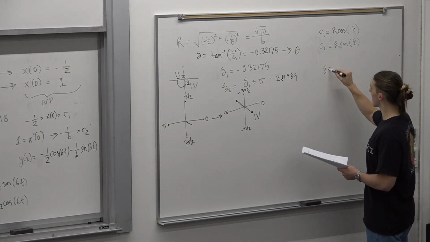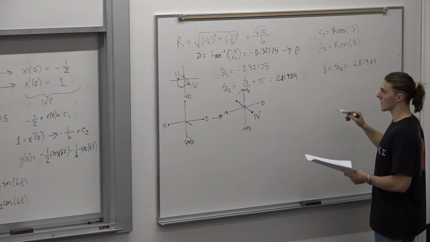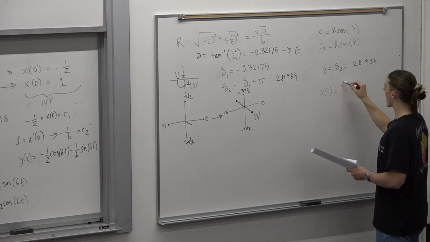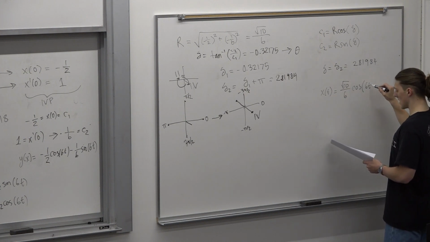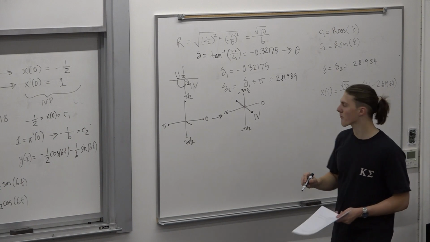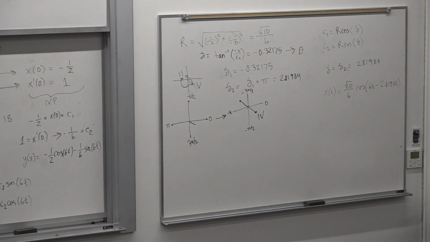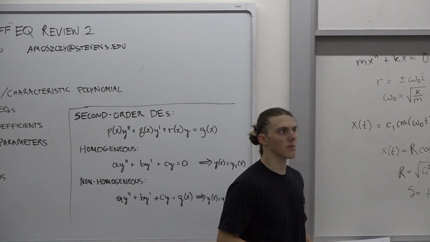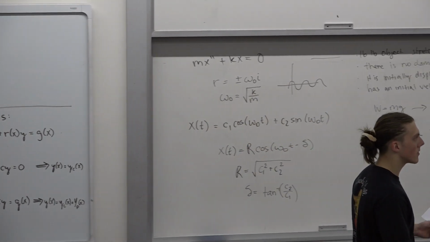So what does that mean? Our delta 2 is 2.81984. And our final phase shifted equation, x of t, is going to be our r times cosine 6t minus 2.81984. So that's the phase shifted simplified equation. Both of them are the same thing. It's modeling the same system. It's just an alternate way of writing it, and it might be easier to plot it or do other things with it.